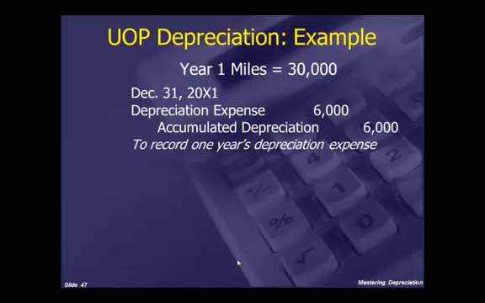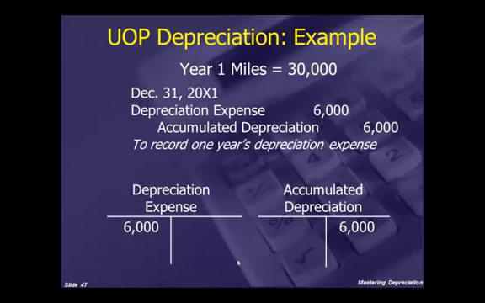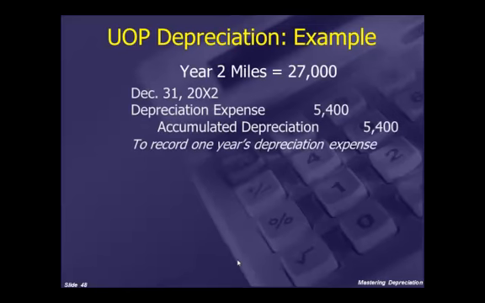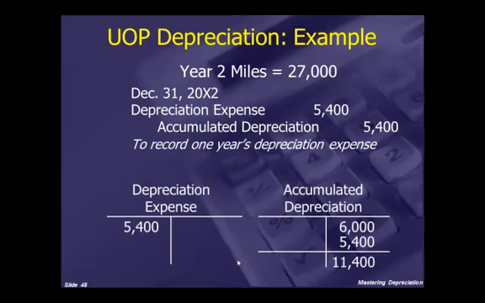Okay, year 1, here's what we're going to record. December 31st, 2001, for a calendar year end. Debit depreciation expense for the 6,000. That was the 30,000 miles times 20 cents a mile. And credit accumulated depreciation for 6,000. You can see it here posted to the T accounts. Year 2, 27,000 miles, and there they've debited depreciation expense and credited accumulated depreciation.